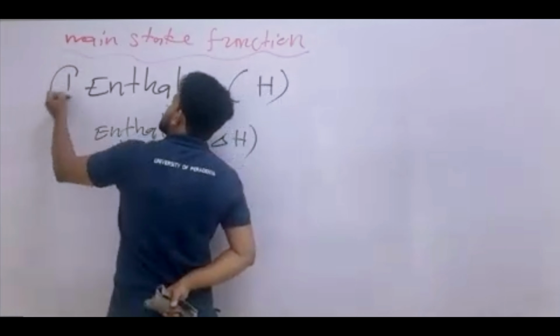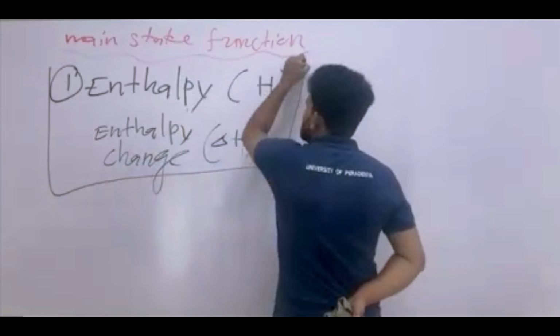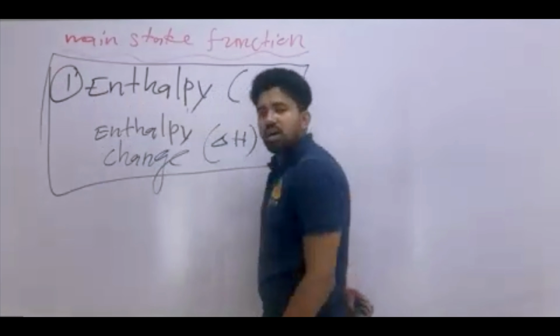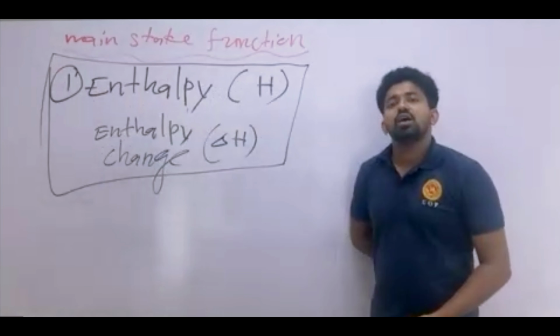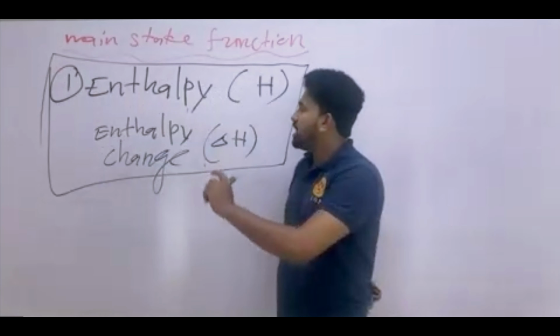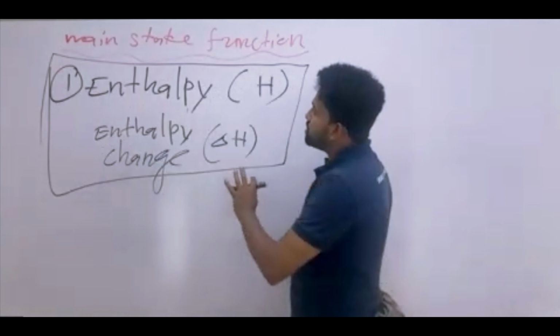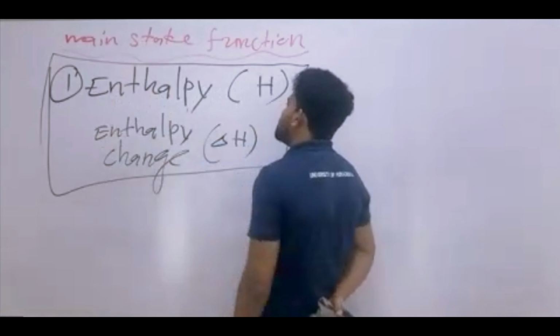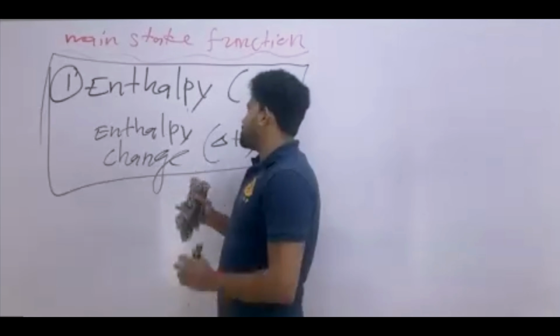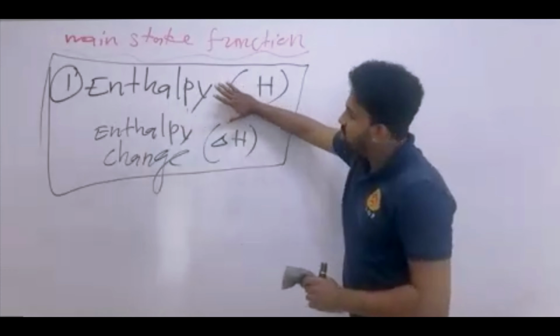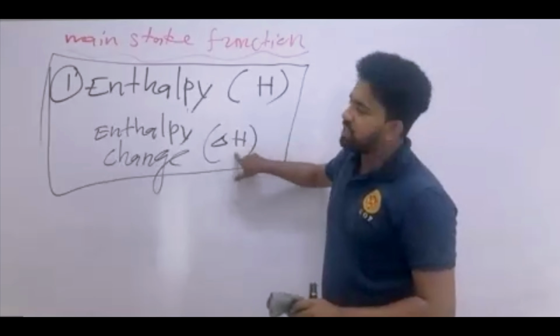This is the first thing that we have learned. I have given some descriptions over there, but I will describe them when we learn about enthalpy. So up to now, enthalpy is a state function, and enthalpy change is delta H. Enthalpy is denoted H. Enthalpy change is denoted delta H.